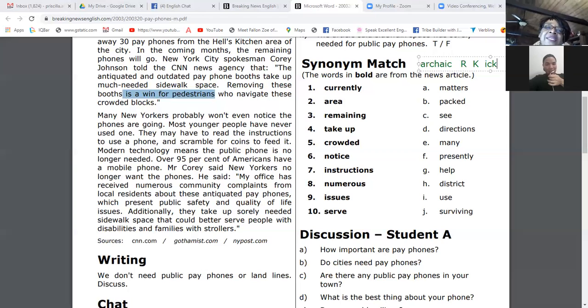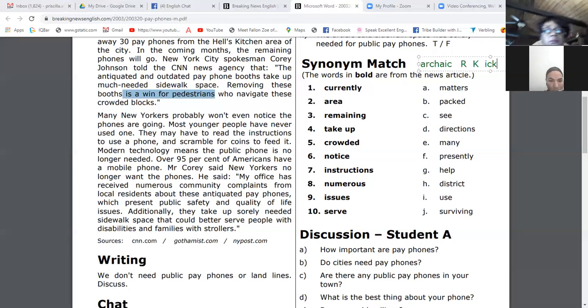Archaic, antiquated, and outdated are all synonyms. Archaic, antique, antiquated, outdated, all of those are synonyms. Okay.